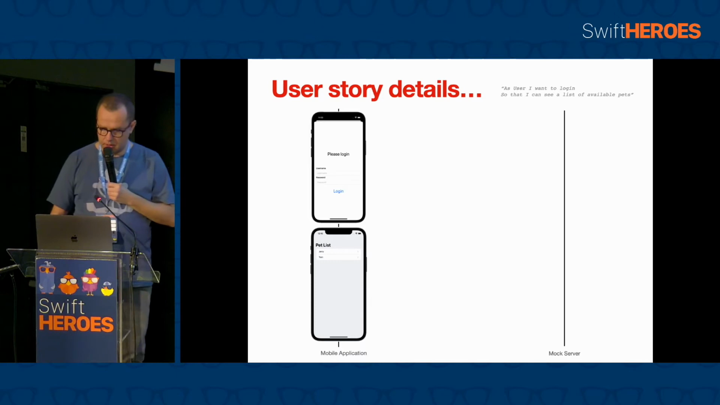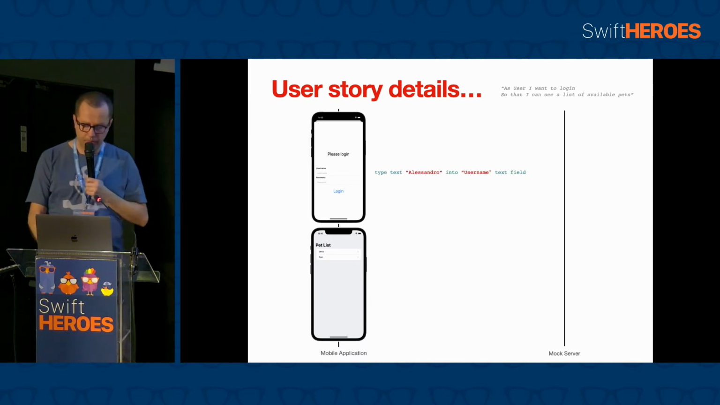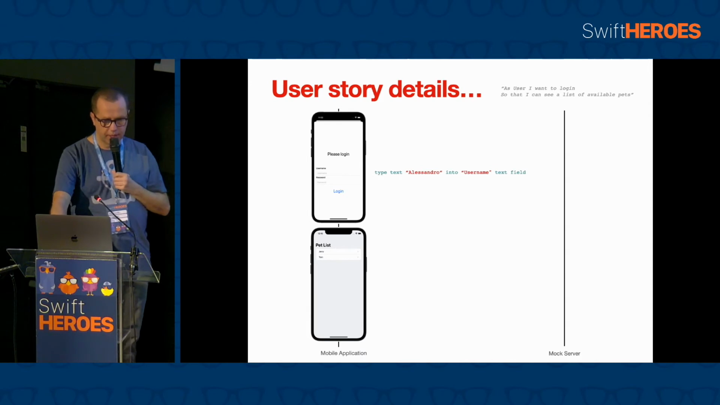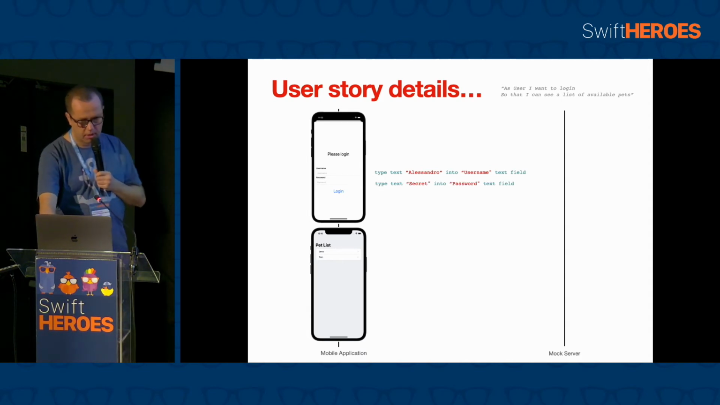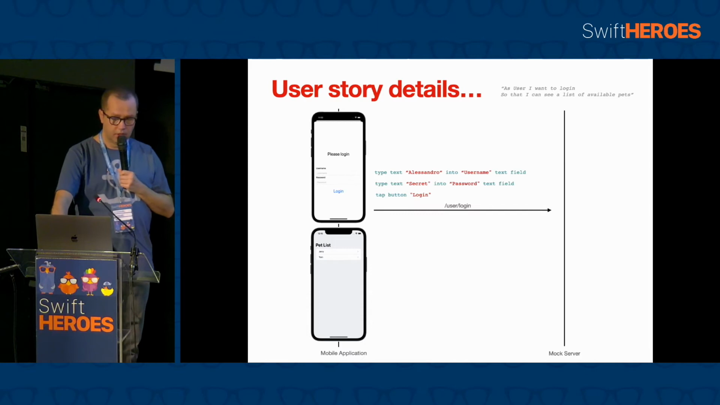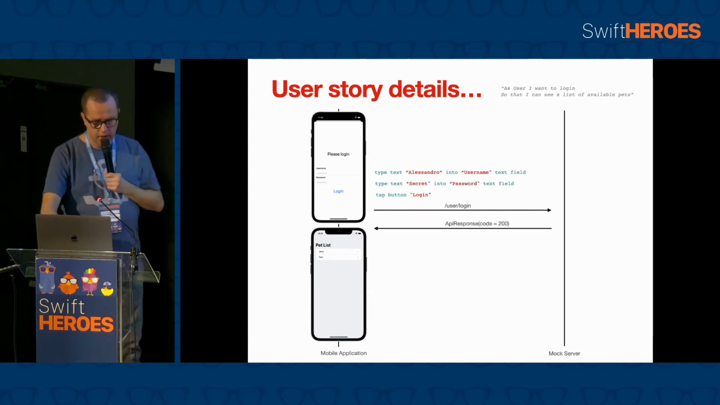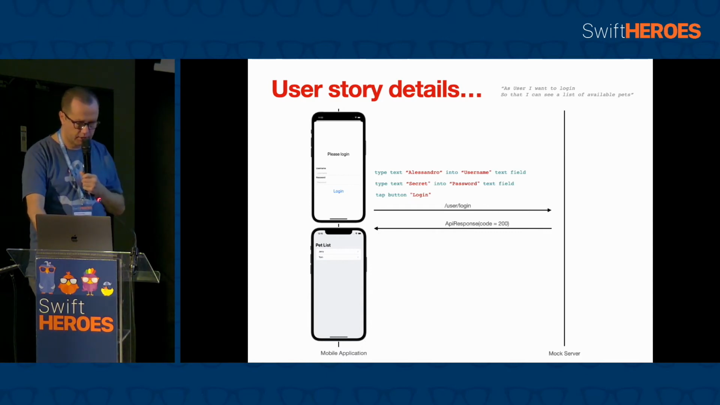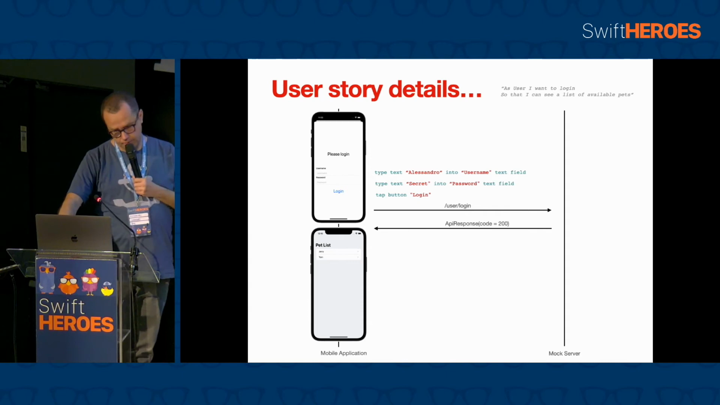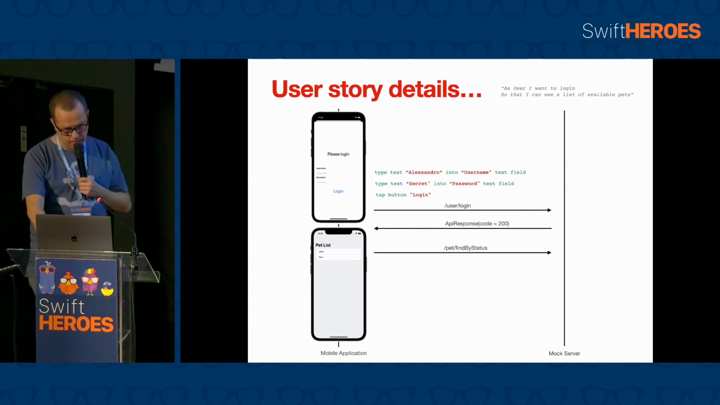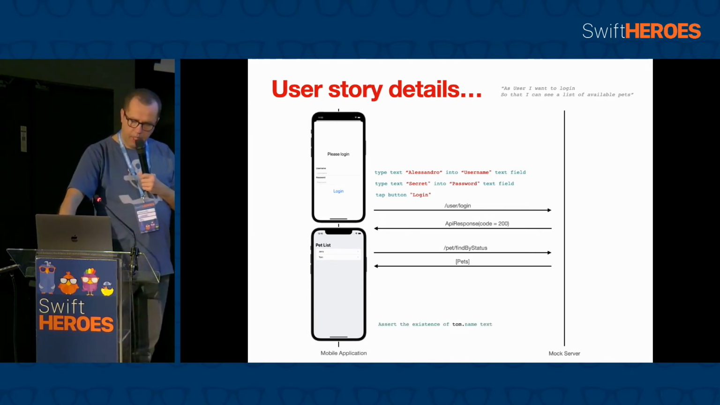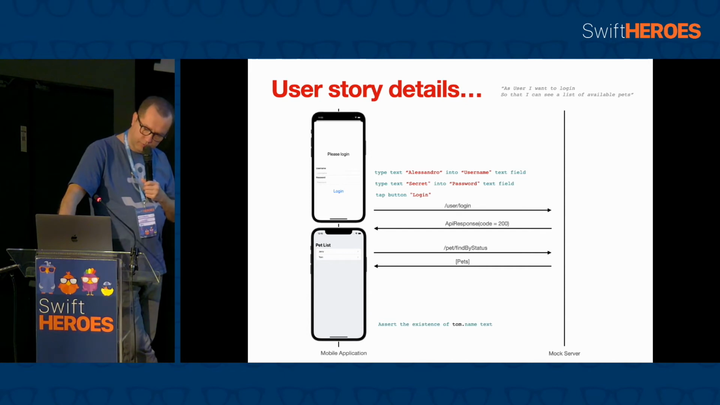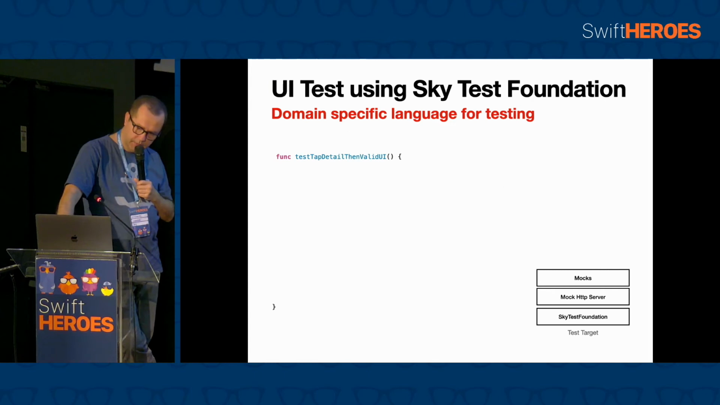Some technical details about the user story. The user should type the text Alessandro into username and password, tap login, and perform a request to the server. In our test environment, we have a mock server, so the mock server responds with a successful response. Again, the app requests a pet list. And finally, we want to assert the existence of Tom's name in the pet list.